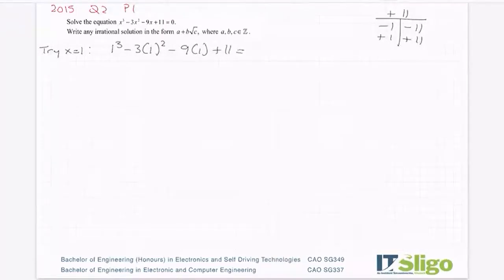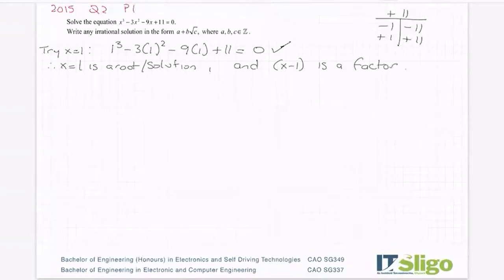So let's put that into my calculator. 1 minus 3 minus 9 plus 11 is indeed equal to 0. Okay, therefore x is equal to 1 is a root or a solution, whichever you want to call it, and x minus 1 is a factor.